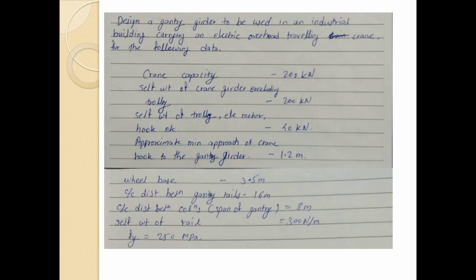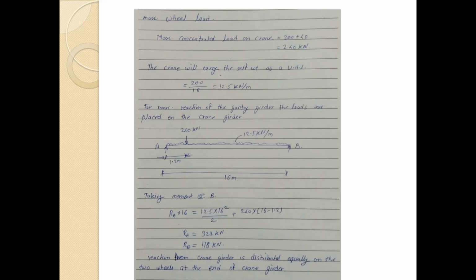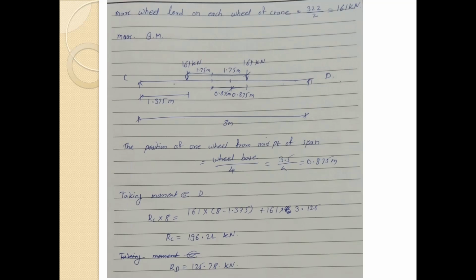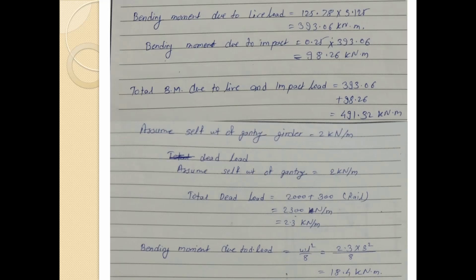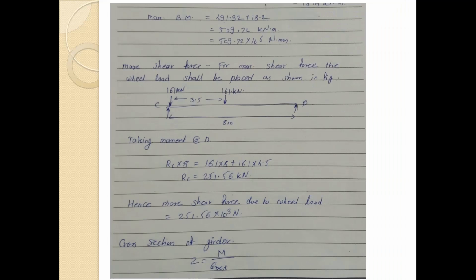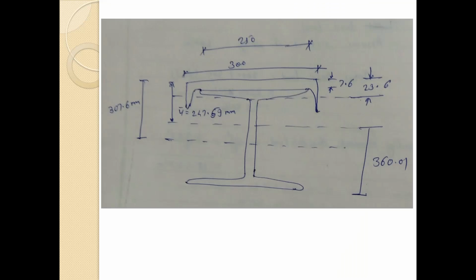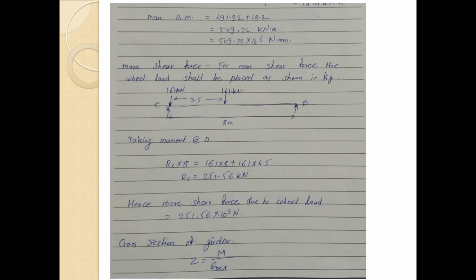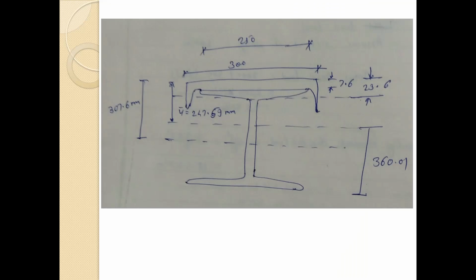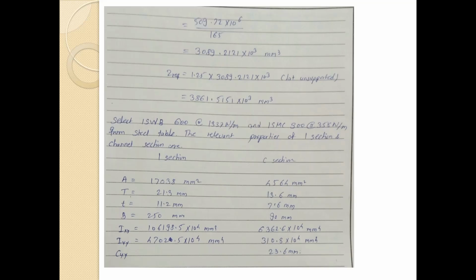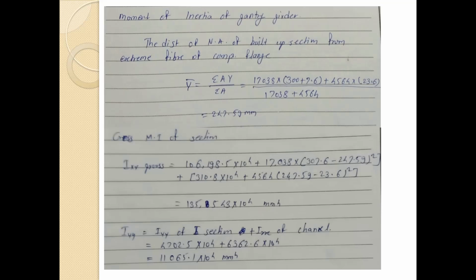So far, we have seen the calculation of wheel loads and the maximum bending moment, and from this maximum bending moment we have chosen the section. These are the properties of the section, that is ISWB 600 plus ISMC 300, and now we have calculated the Ixx and Iyy of the section.